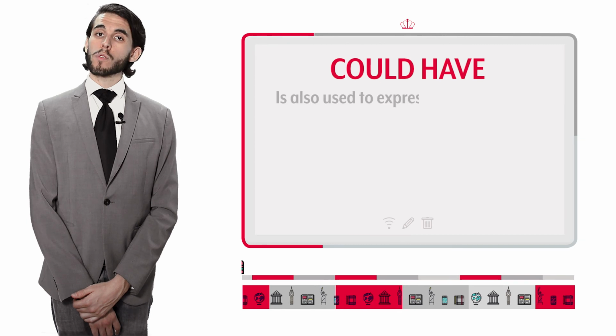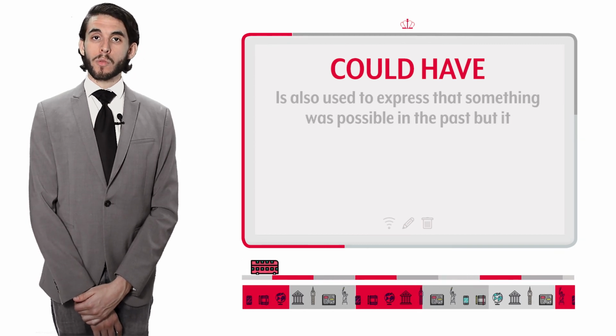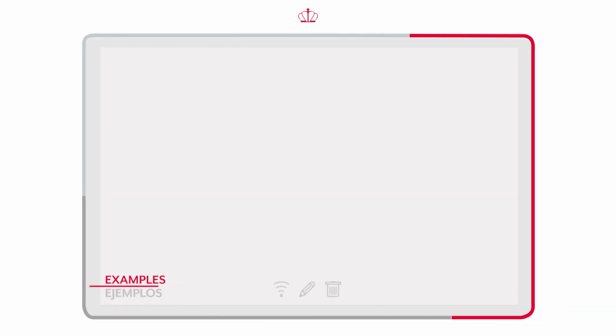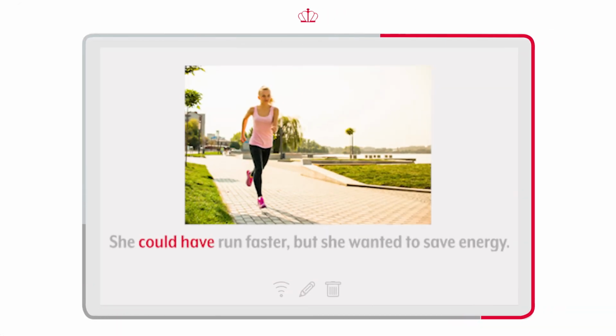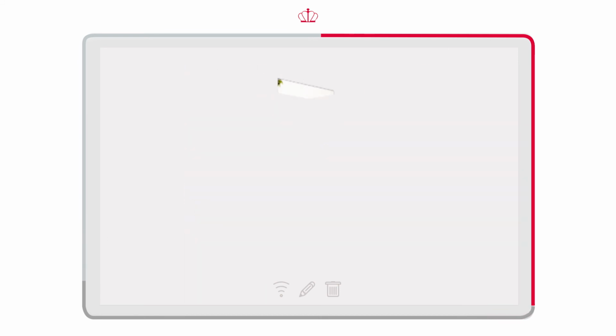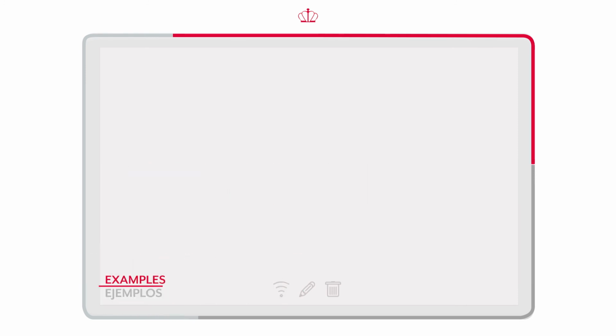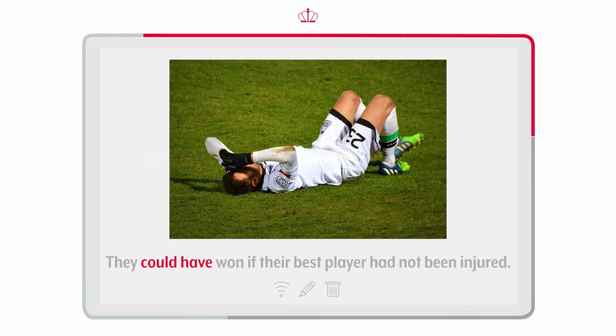Could have is also used to express that something was possible in the past, but it didn't really happen. Example: She could have run faster, but she wanted to save energy. Could have, in the affirmative, is similar to might have or may have. It expresses possibility in the past. Example: They could have won if the best player had not been injured.